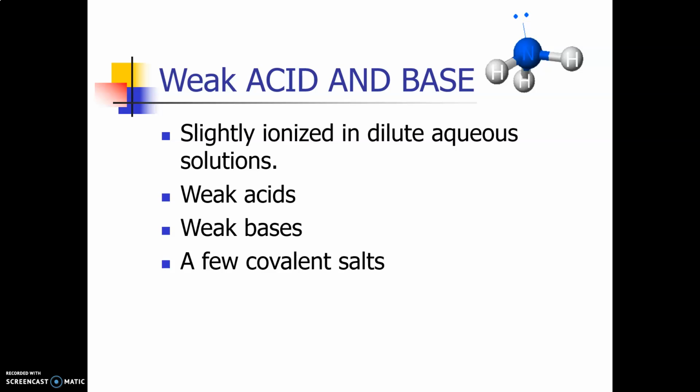Now for weak acids and bases. How do you know that they are weak? They slightly ionize in dilute aqueous solutions, meaning they do not completely ionize. So in the solution, when you add a weak acid or a weak base, you will find 3 particles: positive ions, negative ions, and molecules. So you have weak acids, weak bases, and a few covalent salts. Covalent salts also do not completely ionize.